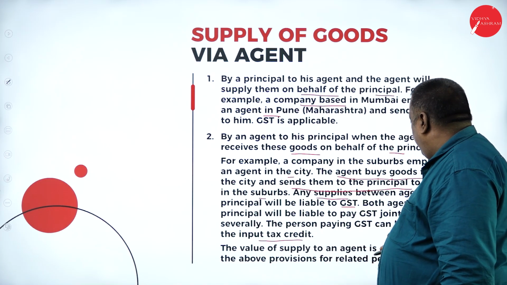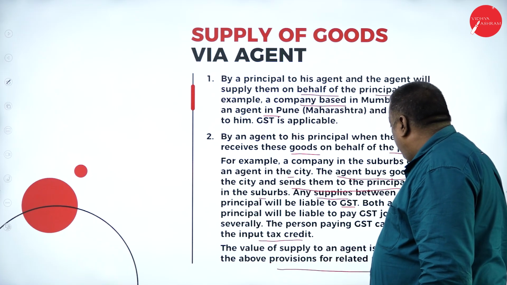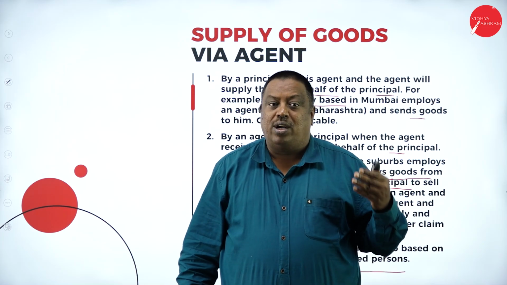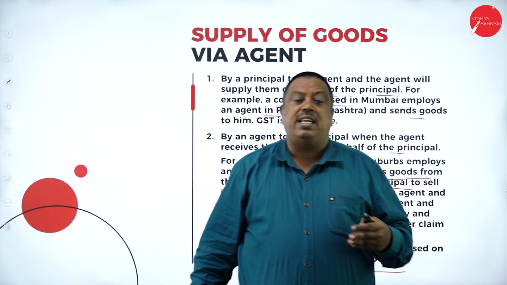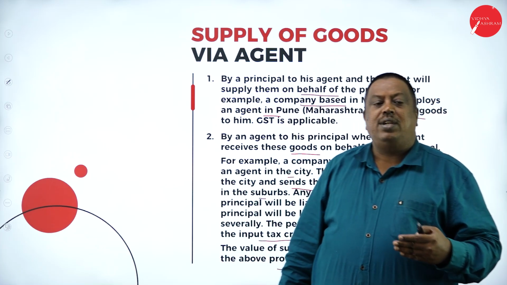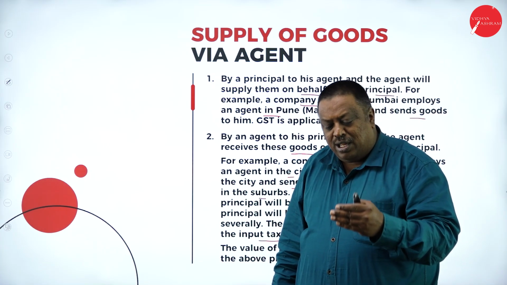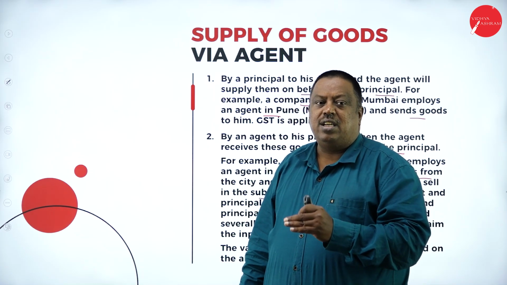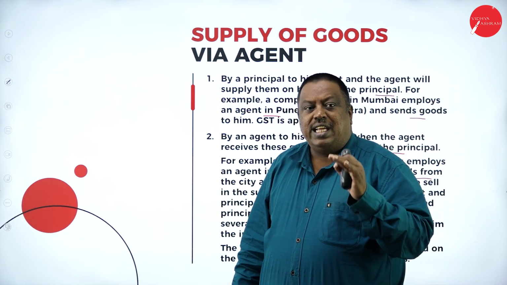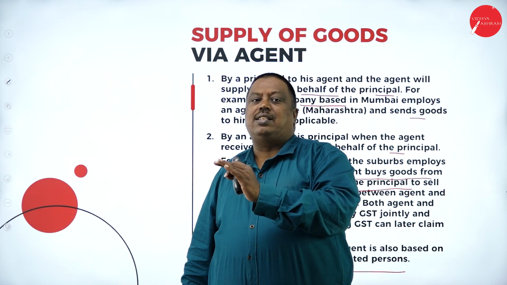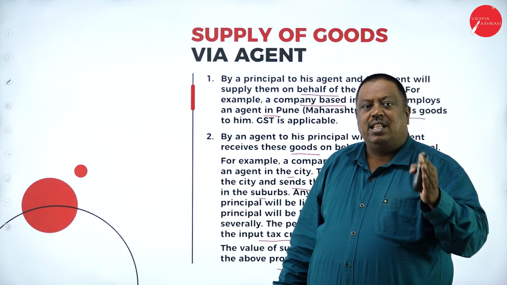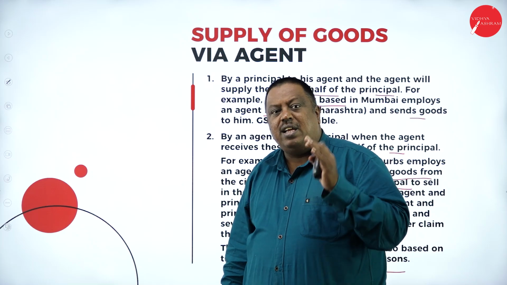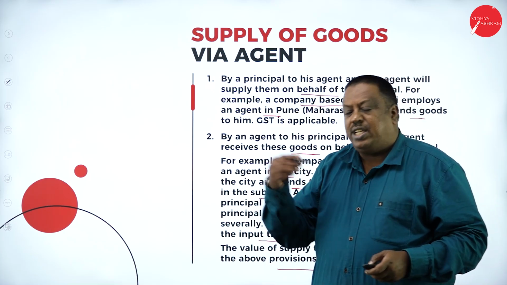The value of supply to an agent is also based on the above provisions for related persons. So the value will be calculated based on the supply they have made, which charges are to be added, what should be deducted as discount, and what is the actual transaction value. On the transaction value, they're going to levy GST, and the GST may be based on intra-state or inter-state transaction. If it is intra-state, then it is CGST and SGST. If it is inter-state, IGST is going to be charged on the transaction which has taken place.